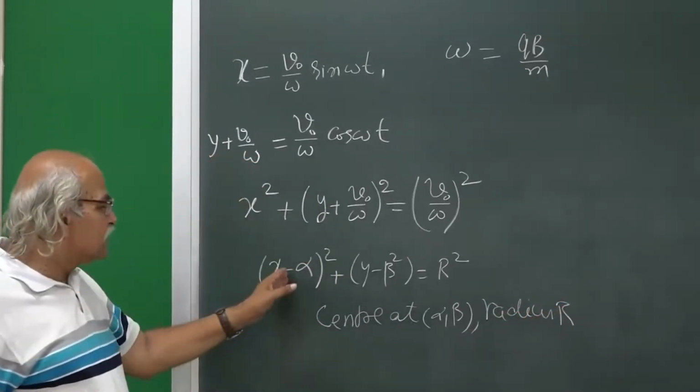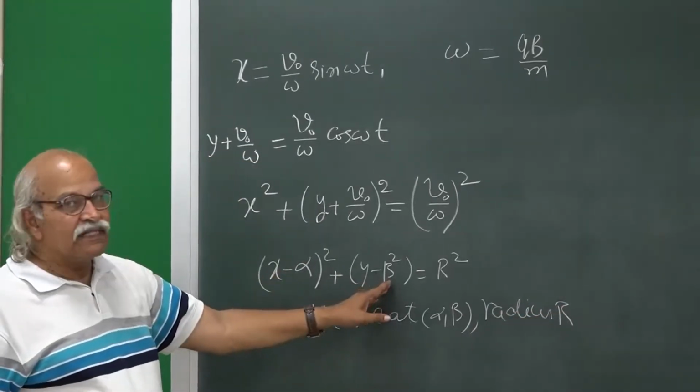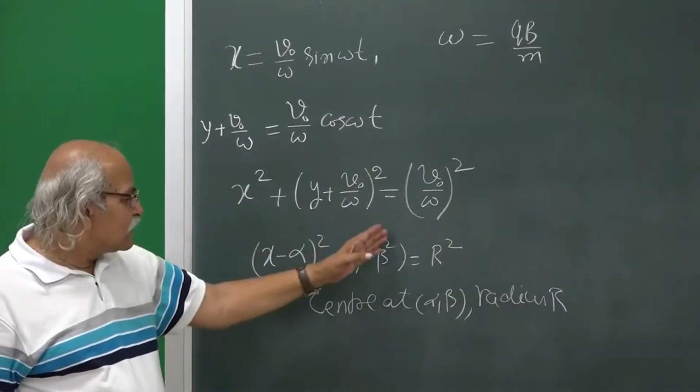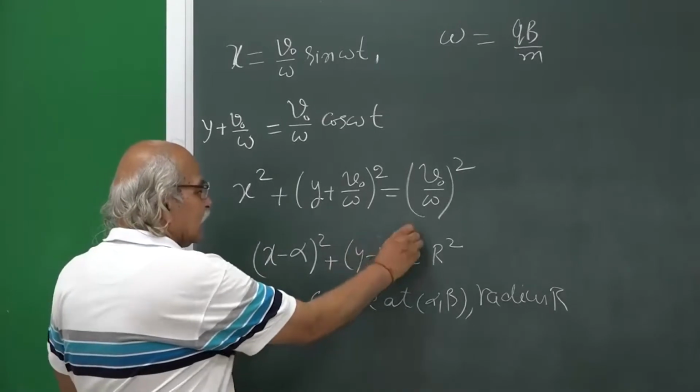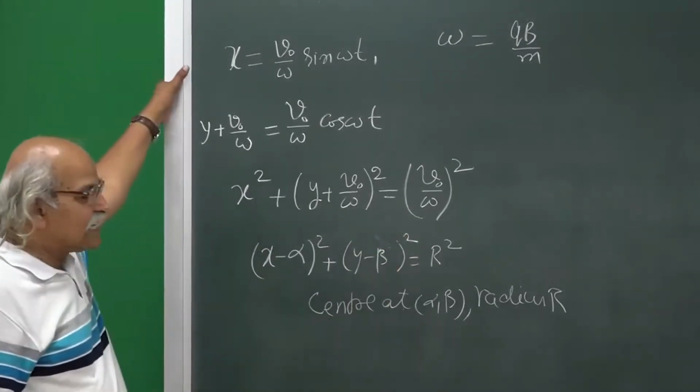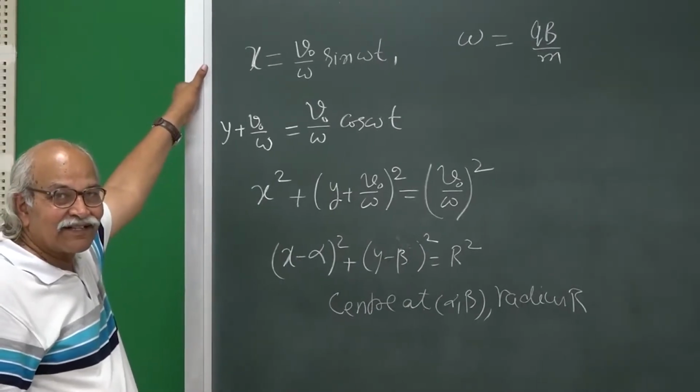If alpha and beta are 0, if the center is at the origin, then it is x square plus y square equal to r square, and that is the standard first equation that you learn about the circle.